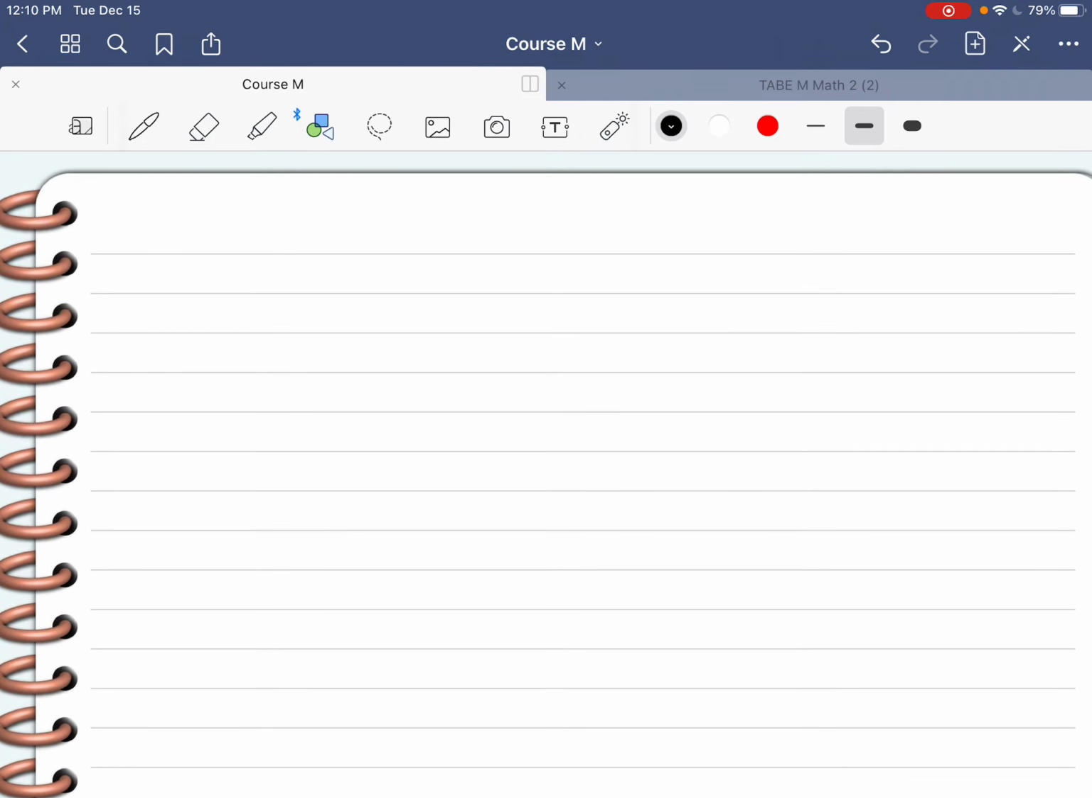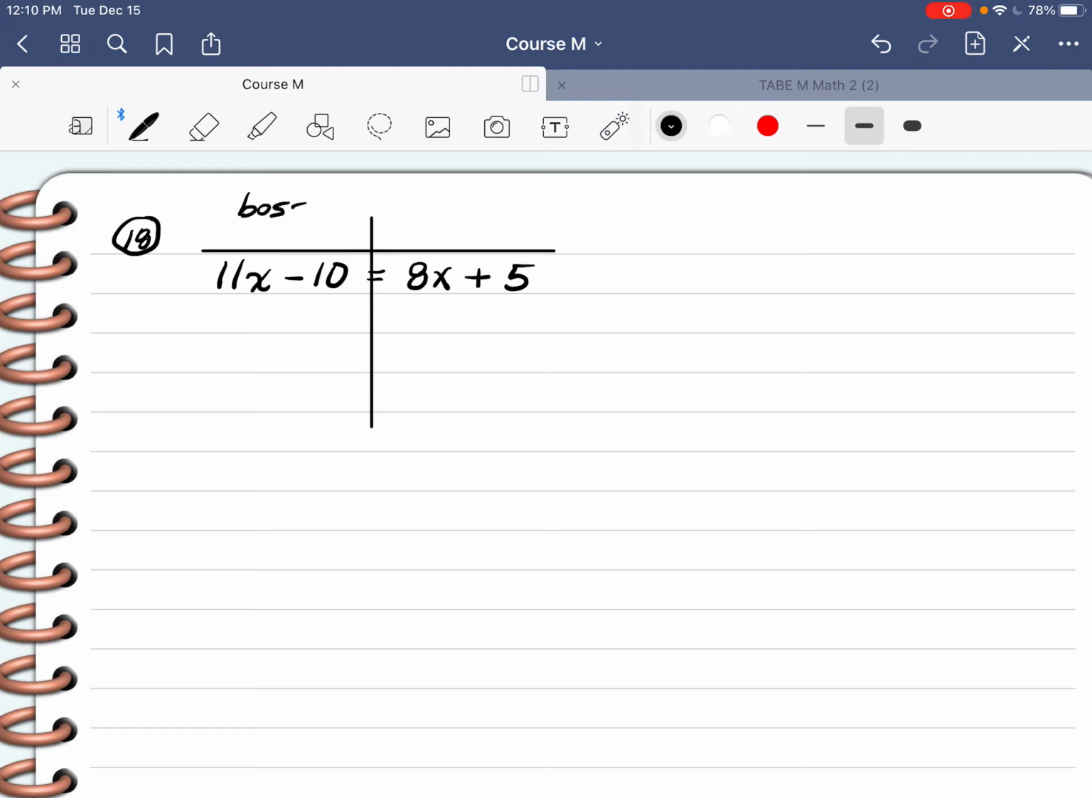Okay, number 18. I have 11x minus 10 equals 8x plus 5. So again, I have separated variables. That means we have to find the boss. 11x or 8x? 11 is the boss. So constants will go on this side. I'll move my 10 over to the constant.